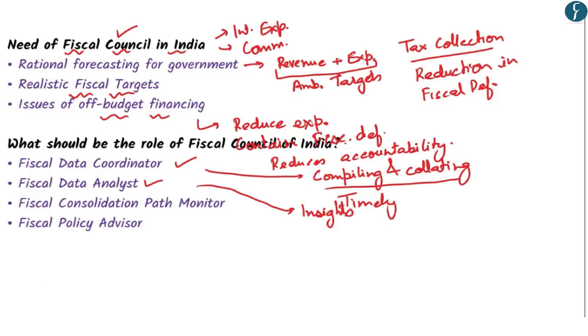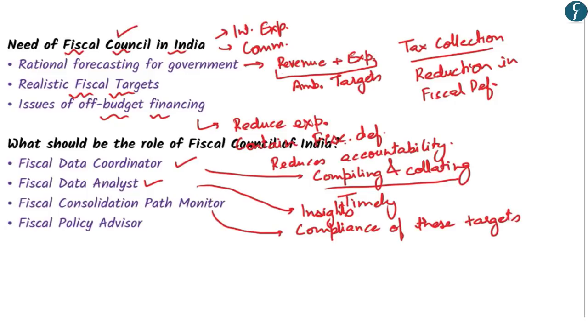The center as well as state governments follow their respective fiscal consolidation path according to targets set under the FRBM Acts. The Fiscal Council should monitor the compliance of these targets by the center and the state governments. It should highlight deviations in targets by publishing quarterly and annual reports.